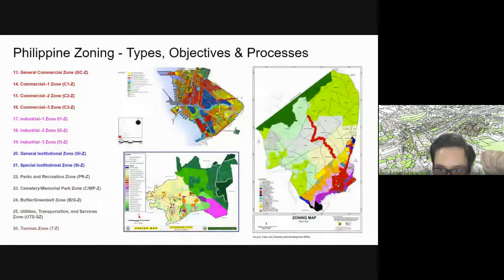Let's see, parks and open space. It's like a different shade of green. Cemetery and memorial park zone. This is another issue. I clearly remember there was one thesis about a multi-story cemetery just to address the importance of managing land. That was a very interesting thesis. I was still a student at that time, and I didn't sit through the whole presentation, but it was very interesting. So buffer, greenbelt zone, utilities, transportation, and services zone, and then a tourism zone.